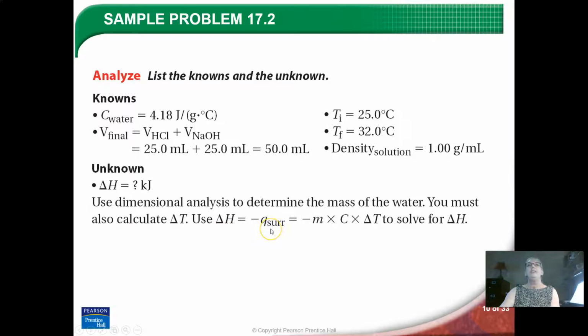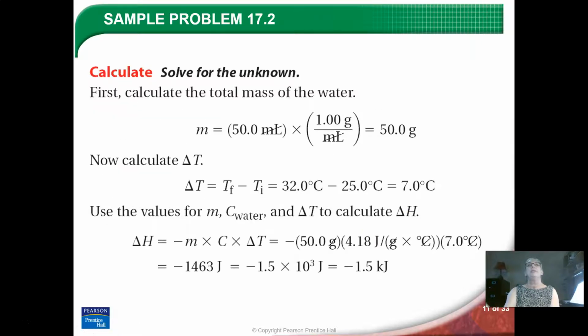Delta H is the Q, the heat, in joules, of the mass times specific heat times the temperature change. So let's see if we can do this math. We're going to look for delta H. We figured out the mass is 50 milliliters times the density, which is 50 grams for the two sets of water that we put together. The acid and the base make 50 grams.